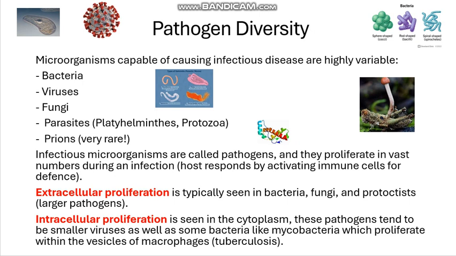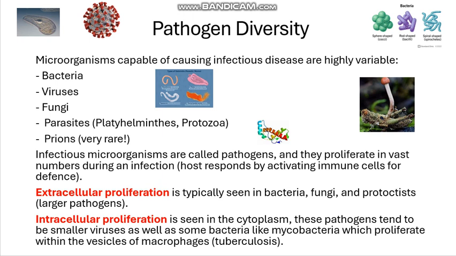And then prions, which is this protein structure in the middle here, the thing in the blue-red ribbon. These are very rare. They're misfolded proteins that result in other proteins in our body also becoming misfolded, so they become non-functional, and they can be a problem, but they're very rare. Infectious microorganisms are called pathogens, like we just said, and they proliferate in vast numbers during an infection, and then the host responds by activating our innate immune cells and acquired immune cells.